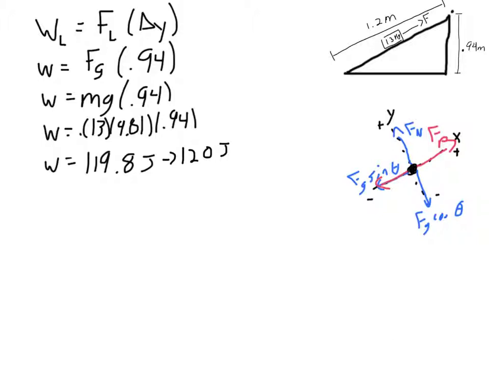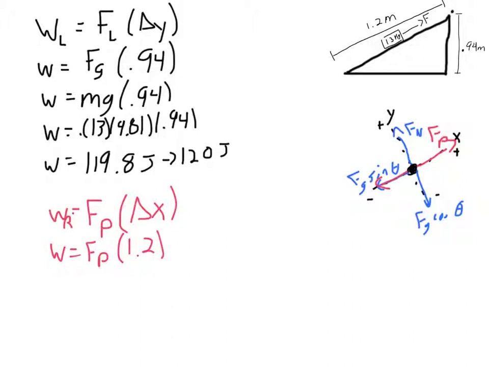Now, I want to do the exact same thing, except I want to go up the length of the ramp here. Now, to go up the length of the ramp, my delta x, if you will, is going along the ramp. So it's going to be 1.2 meters. So let's change colors here. Work going up the ramp is going to be force of push up the ramp, the actual force you would be pushing with on the ramp, times, if you will, what we have labeled delta x there, the length of the ramp. So work is going to equal whatever this FP times 1.2 meters is.